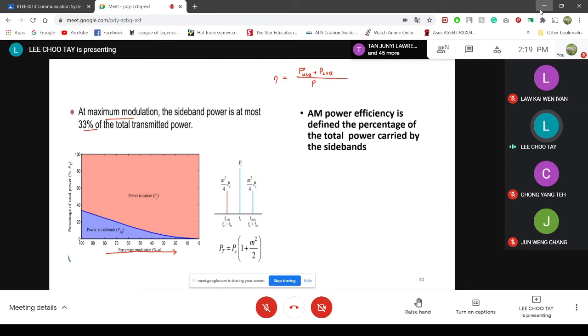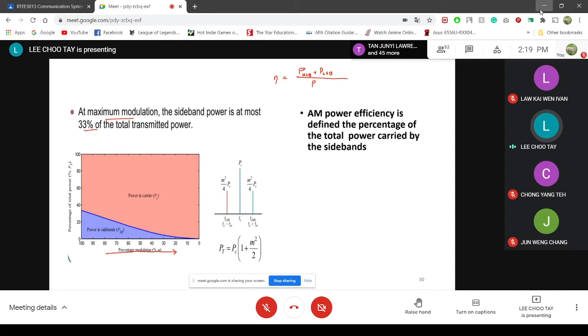And then for B, when it's 0.3, you have 0.3 squared over 2 plus 0.3 squared, multiplied by 100%, and that will give you 4.3%.